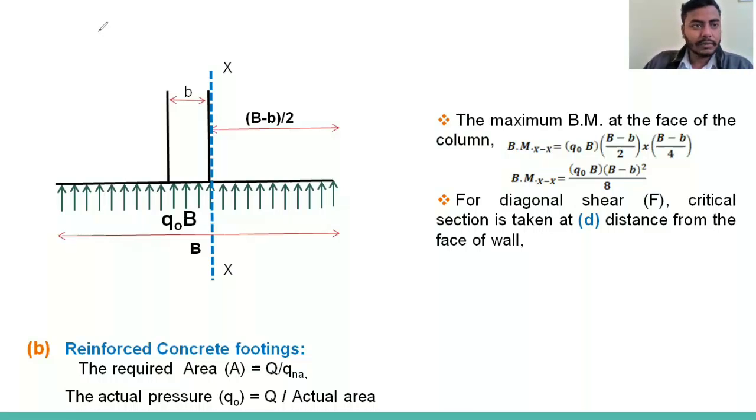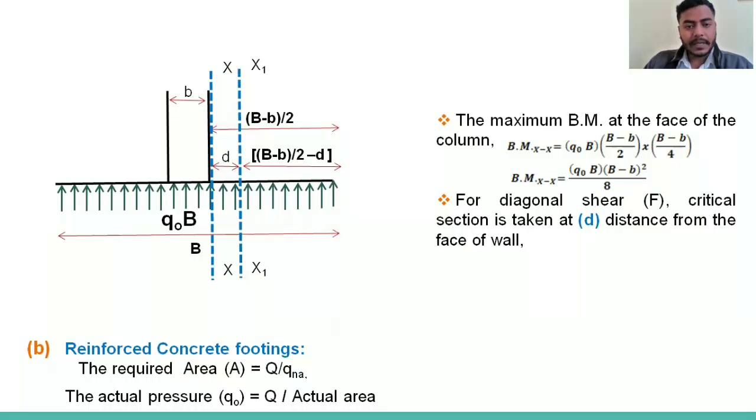So now we can go for the calculation. The x1 axis I have mentioned in this figure, you can see, and the distance from the edge we can write as capital B minus small b divided by 2 minus d, where d is the effective depth, capital B is the width of the square isolated footing, and small b is the width of the column, right?